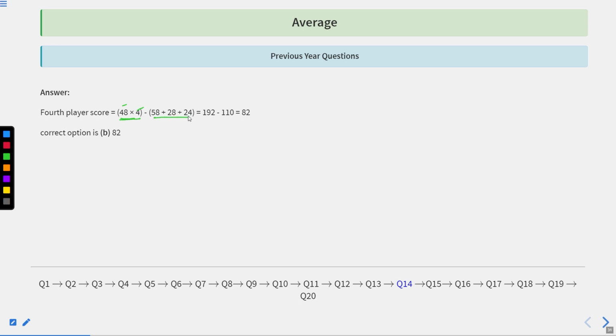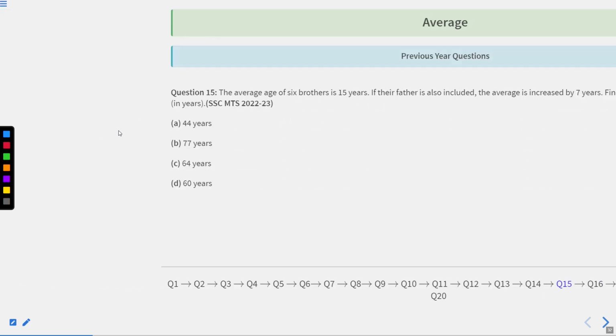This is the total score of 3 out of 4 batsmen. So if you subtract them, this is obviously going to give you the score of the fourth batsman, that is 192 minus 110, that is 82. So the runs scored by the fourth batsman is 82, that is option number B.